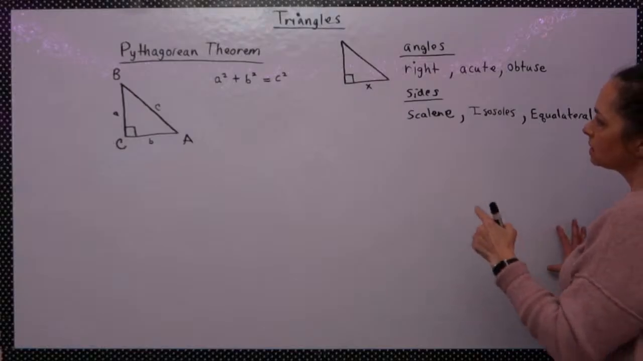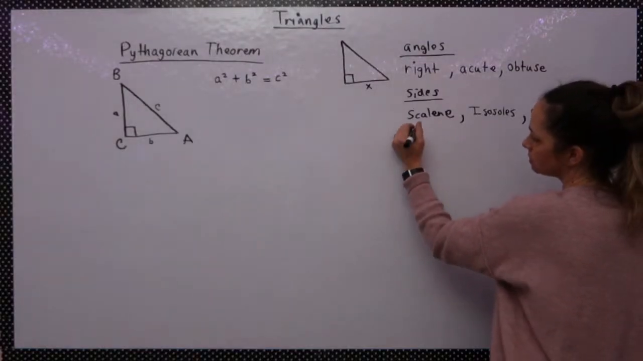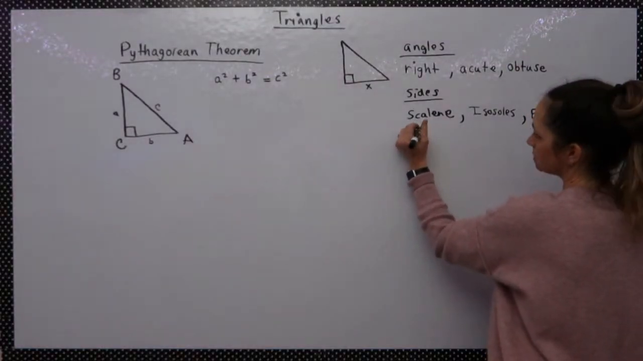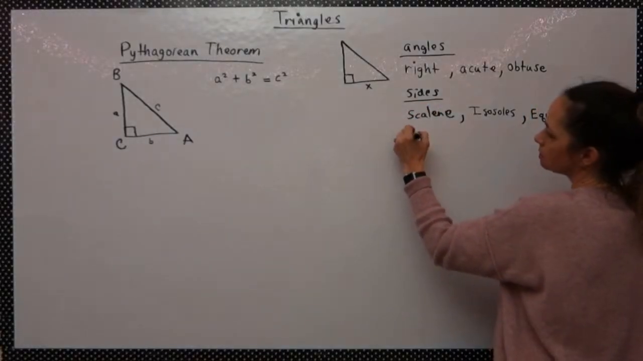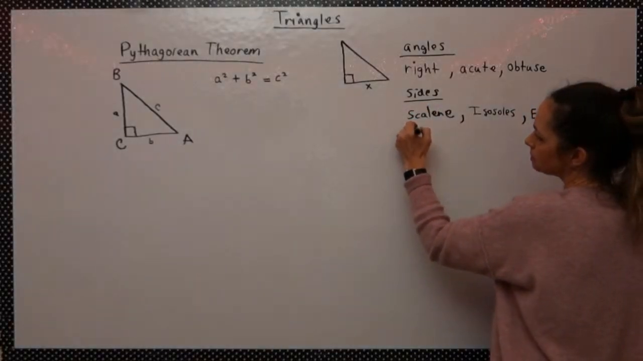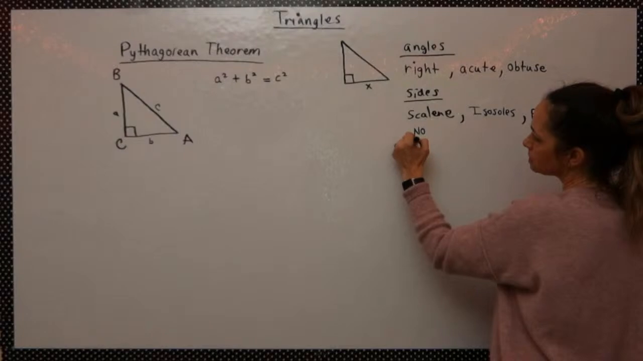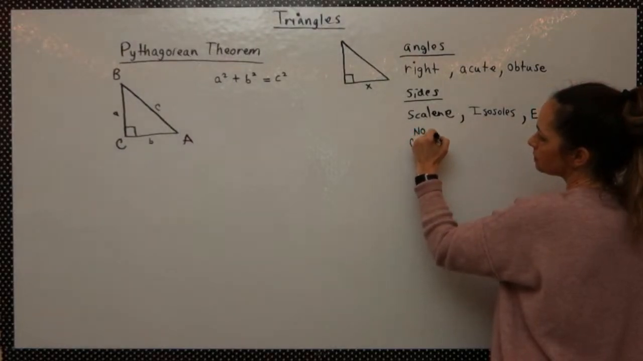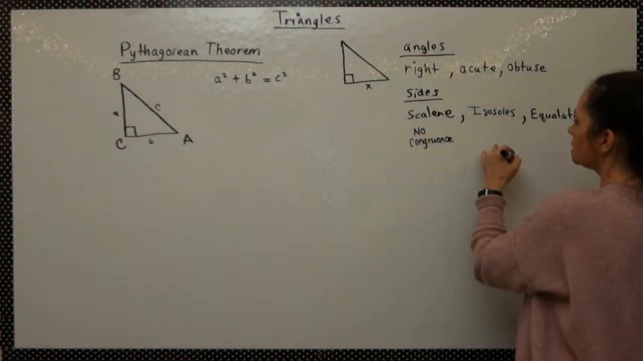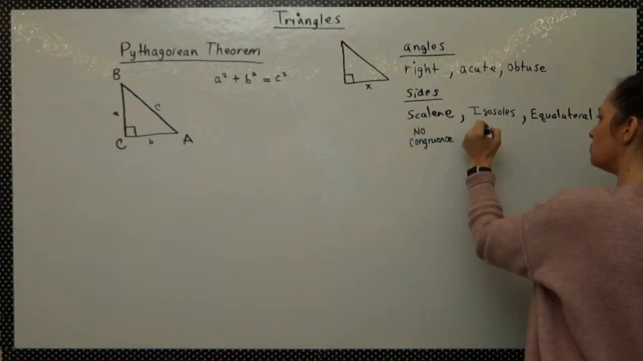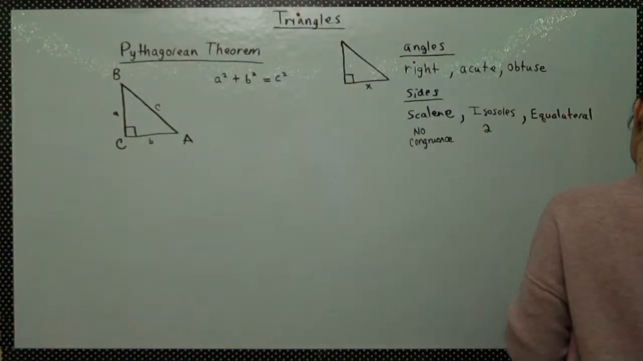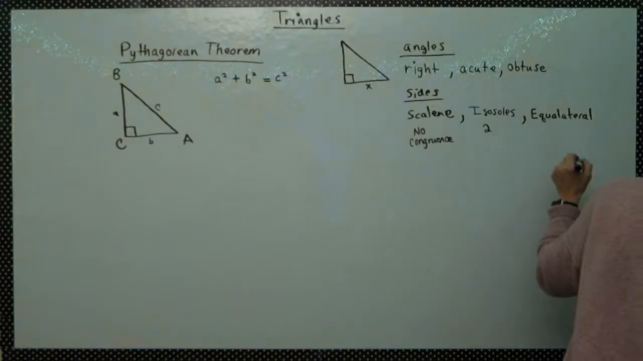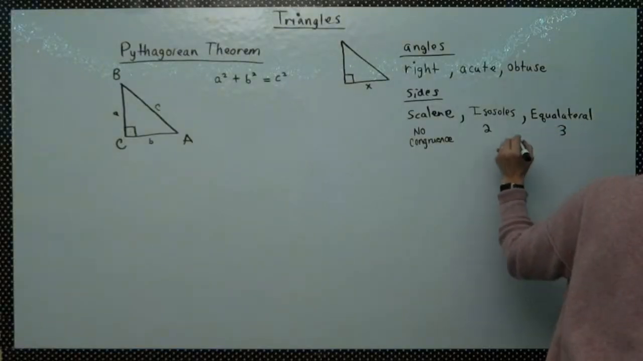And the scalene has no congruent sides, so no congruence. Isosceles has two equal, and an equilateral is a special case where all three sides are equal.